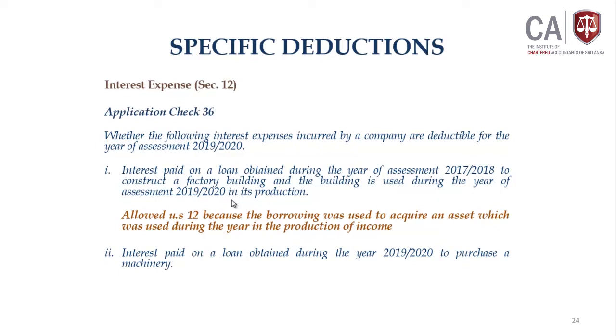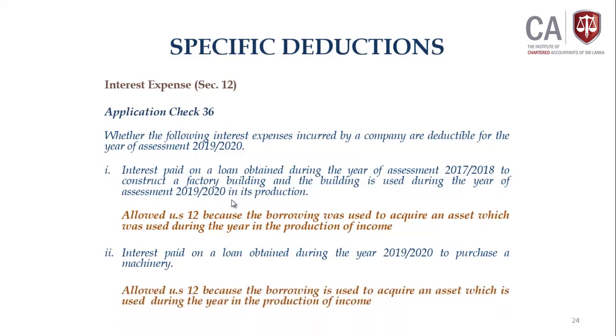The interest paid on the loan obtained during the year to purchase a machinery. The previous one was a loan obtained in 2017/18, but now it is the current year. Again allowed under section 12, provided the loan is used to acquire the asset, yes, done. The asset is used during the year in the production of income. The question comes, is the machinery used during the year? If used, you can claim. If not used, you can't claim. So, I am allowing on the basis that it is used during the year in the production of income.